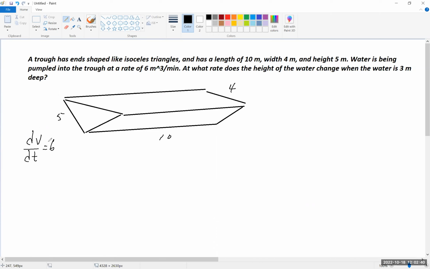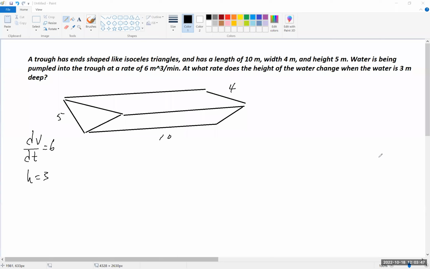And then it says, at what rate does the height of the water change when the water is 3 meters deep? So they're also giving us our h equals 3. That's the height of the water.